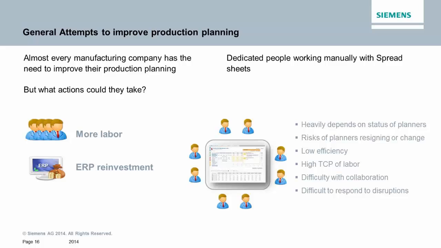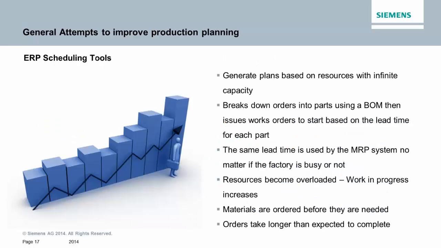And spreadsheets is another option, the most common option for solving production scheduling. Spreadsheets, you've got your planners with a lot of tribal knowledge. They know how to work those spreadsheets. They're manually working the process, and you're at risk if that planner leaves, that all that tribal knowledge leaves with them. It's not efficient, not able to collaborate. Only one person's got visibility to that spreadsheet at a time. And it's very difficult to respond to disruptions which happen throughout the day.